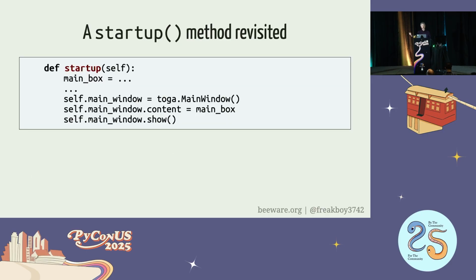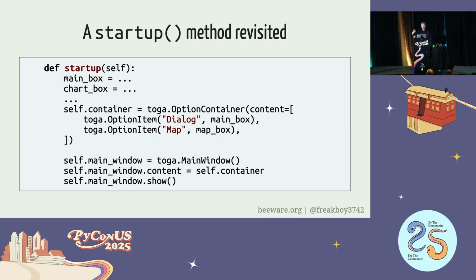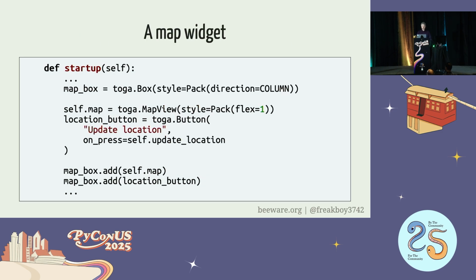So previously, we created a main box. We set the contents of our app's main window. Let's modify that a little bit and create an option container widget that contains 2 pages of content, one labeled dialog and one labeled map. We'll then set the main window's content to be our container rather than the main box. We'll then use the existing main box content on the dialog tab, and the second tab will use a map box, which we'll need to define. What's in a map box? Well, a map set as flexible, so it'll expand to fill the available space, and a button we can press to update our location. So there'll also be an event handler whenever that button is pressed. Let's put both of those into our map box, and that's our layout for our application done.